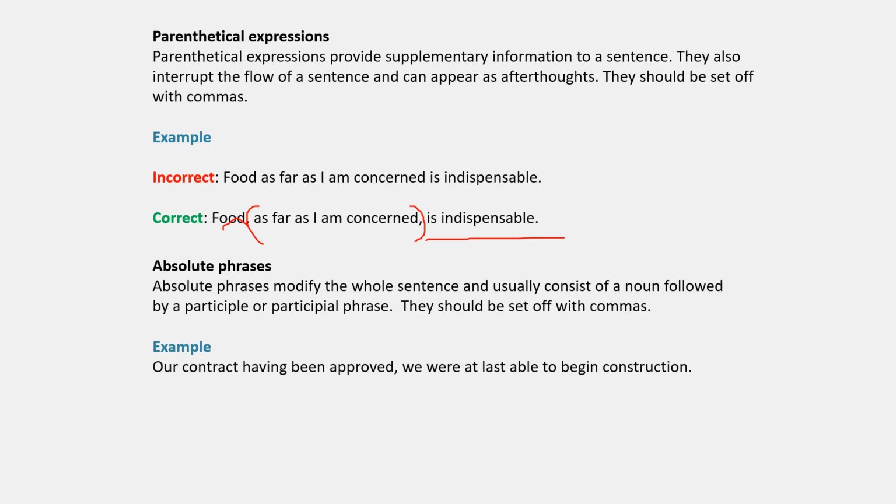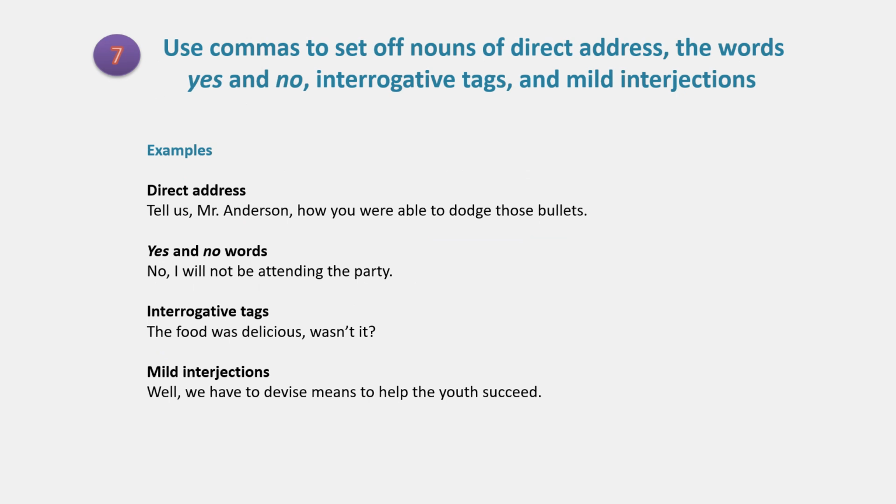So let's go on to the next. Number 7. Use commas to set off nouns of direct address, the words yes and no, interrogative tags, and mild interjections. So let's look at an example of a direct address. Tell us, Mr. Anderson, how you were able to dodge those bullets. So here, the comma is used to set off the noun in this direct address.